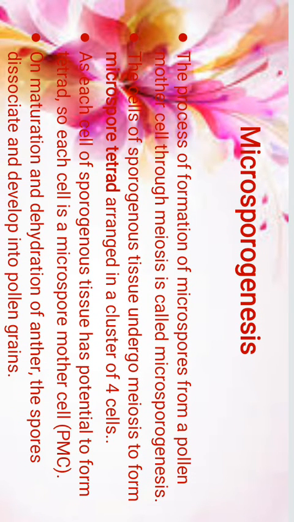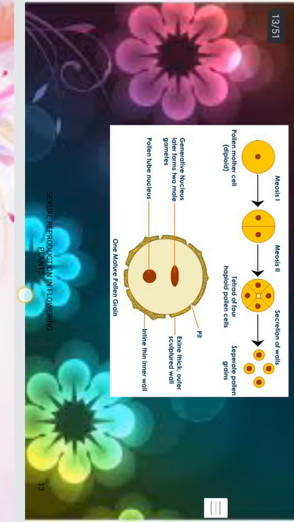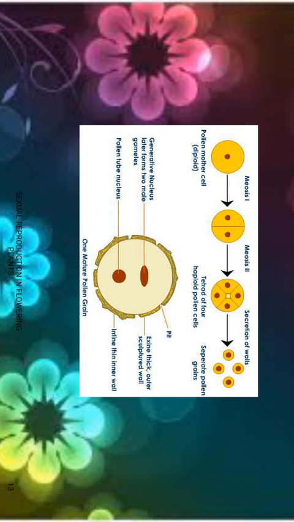Initially, all the 4 microspores are attached with each other. That time it is called a microspore tetrad. But once it gets separated, it forms a pollen grain. And each pollen grain is haploid in nature.